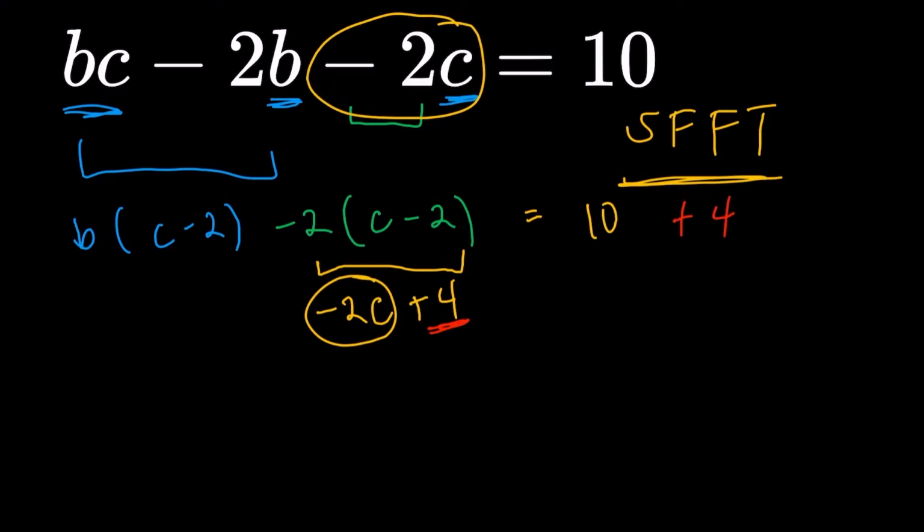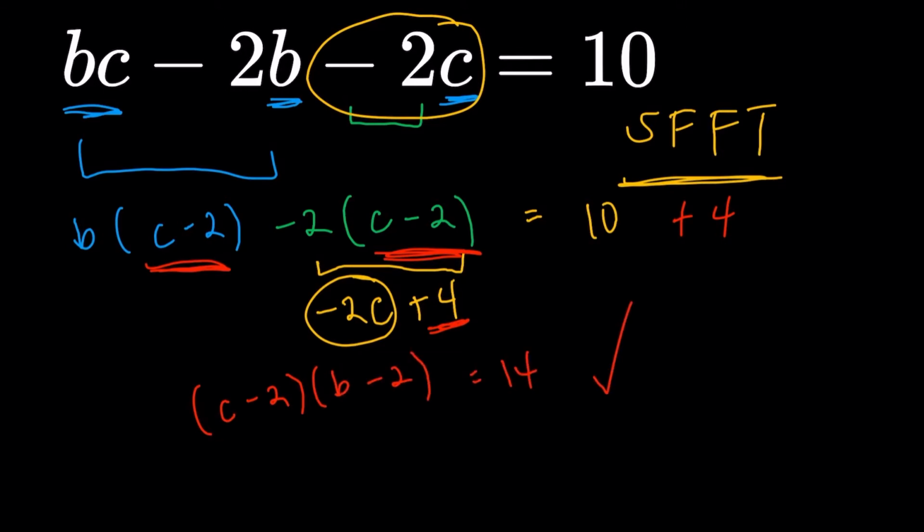So that's essentially Simon's Favorite Factoring Trick. It's just a way for us to be able to factor, and the concept is just factoring by grouping. After we have this C minus 2, well, we want C minus 2 because we want to be able to factor it by grouping. So C minus 2 times B minus 2 is going to be equal to 14. Now you guys can always verify: expand this, put it back into the original format, and you're going to see that it's correct, all right?